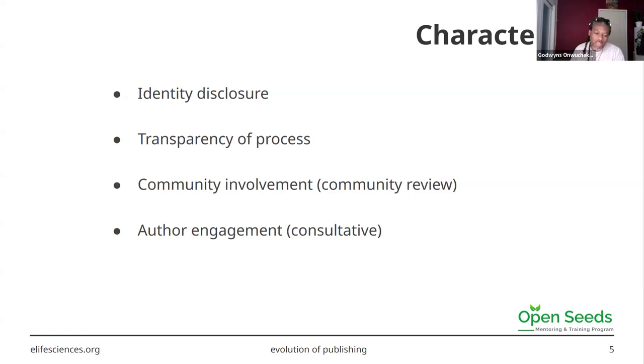The process has to be transparent. And by transparent, you mean the authors know what is going on. They are involved with the editors and reviewers as well. Community involvement is always very key to it. The other aspect of this is also that these reviews can happen on preprints, not just on submitted articles. So preprints are a key part of the open science system.